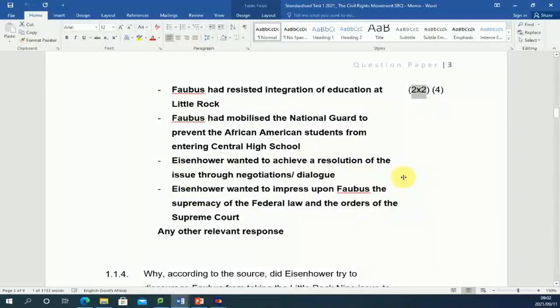Eisenhower wanted to achieve a resolution of the issue through negotiations or dialogue. We get that from the source. He'd gone there to talk about the issue. And he also wants to impress upon Forbes the supremacy of the federal law and the orders of the Supreme Court. So he wanted to remind him that this was the law of the country. And you don't have a choice. You've got to follow it. We also have to accept any other relevant response. So as examiners, we look at what are the other answers, what are the other interpretations that learners can come up with. And as long as you have evidence to validate your point, and your point is a valid, relevant point, it will be considered.